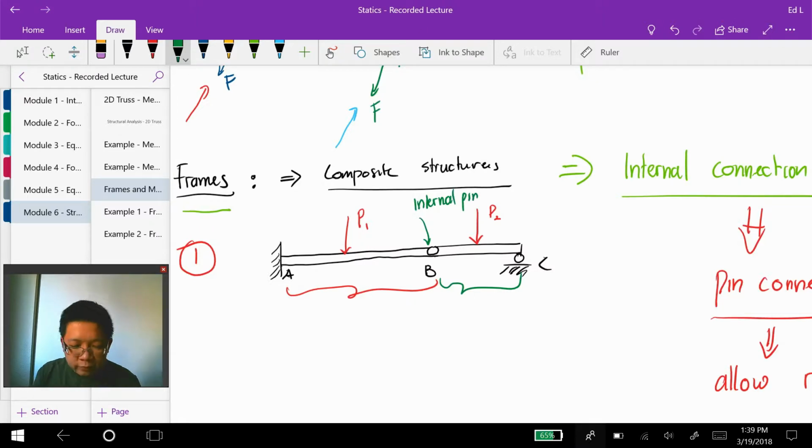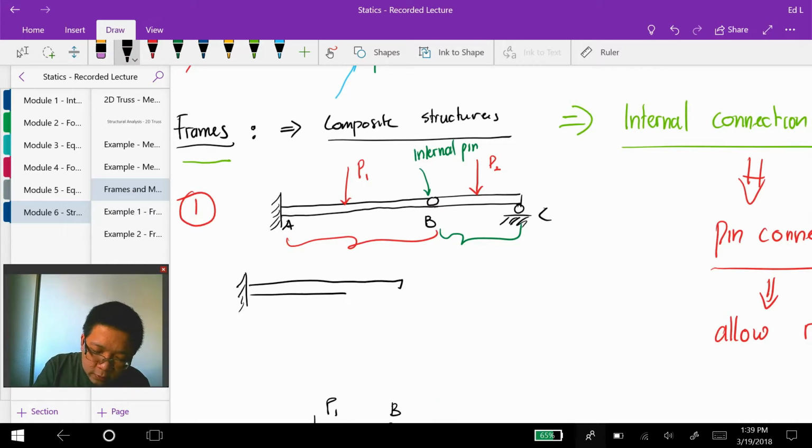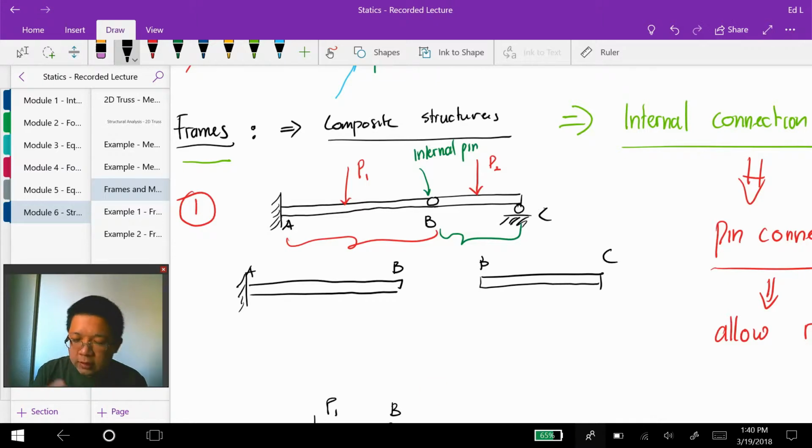Okay, so I would like to look at member AB itself. If I separate member AB and member BC, this is A, B, and this is B, C.